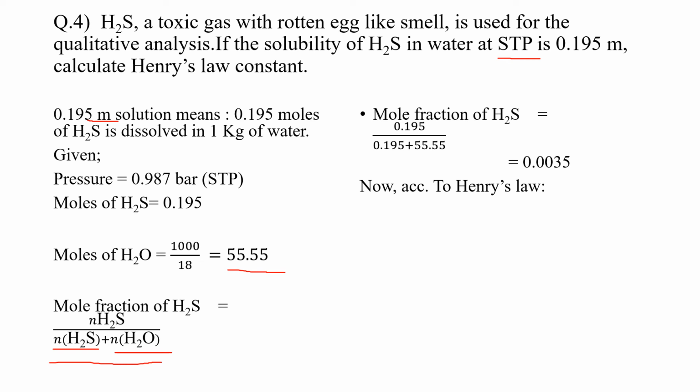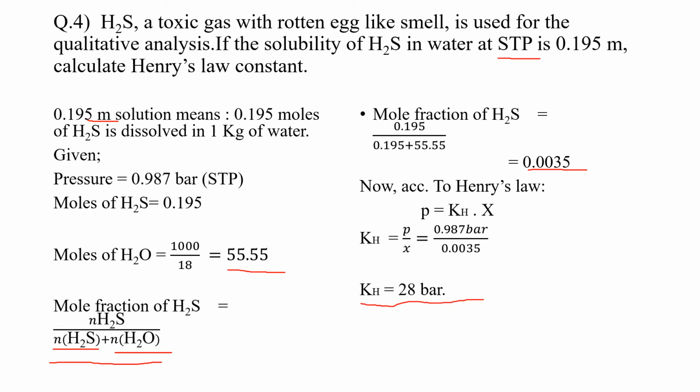So according to Henry's law, pressure is equal to Henry's law constant times mole fraction. From this, the Henry's law constant will be equal to pressure upon mole fraction. On putting the value of pressure and mole fraction, we will get the value of Henry's law constant. Here the value of pressure is 0.987 bar divided by the mole fraction that we have calculated here, that is 0.0035, and on putting the values, KH is equal to 28 bar. So this is the answer, and this is the value of Henry's law constant for the H2S case.